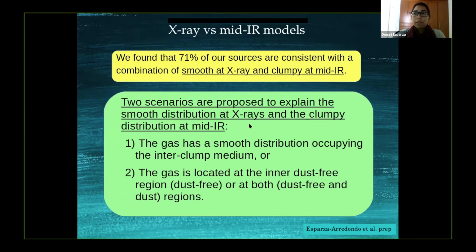We found that 71% of sources are consistent with a combination of smooth in X-ray and clumpy in near-infrared. We propose two scenarios to explain this result. The first scenario is that gas has a smooth distribution occupying the intercloud medium, or the gas is located at the inner dust-free region or above the dust-free region and the intercloud medium.